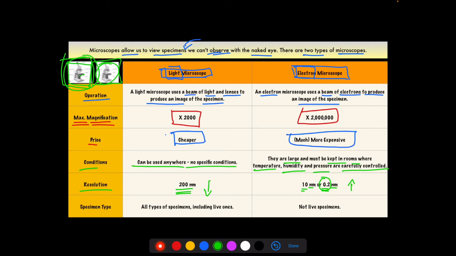I know it says here 10 nanometers or 0.2 nanometers. That's because there are two types of electron microscopes. We're going to come on to that in the next slide. Nothing that you need to learn too much. It's just a small thing you need to keep in mind.